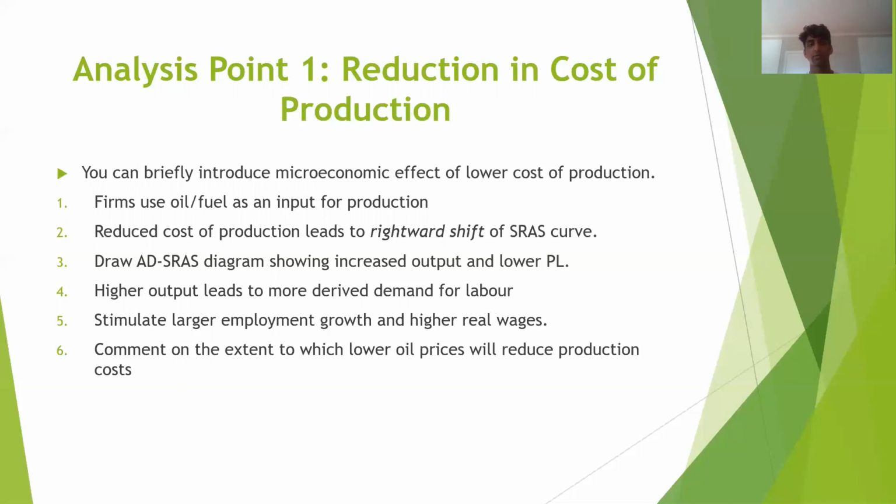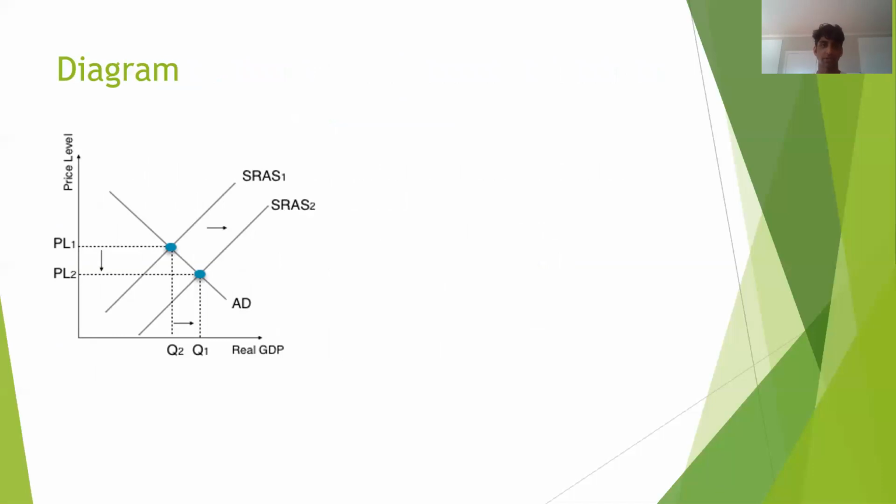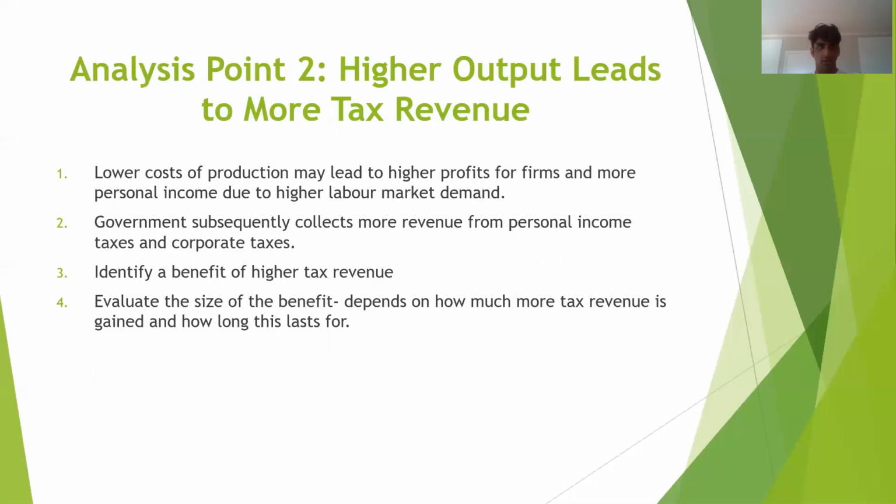So as a result, arguably, what we talked about in terms of more labor demand and higher wages will materialize, but to a much lesser extent. And here's the diagram. And as you can see, it's the SRAS curve that shifts, with aggregate demand assumed to be the same. And that has resulted in higher real GDP.